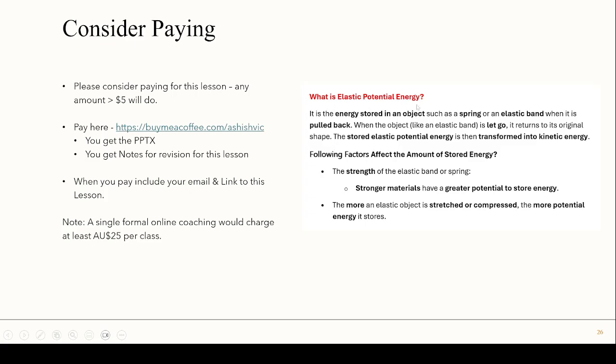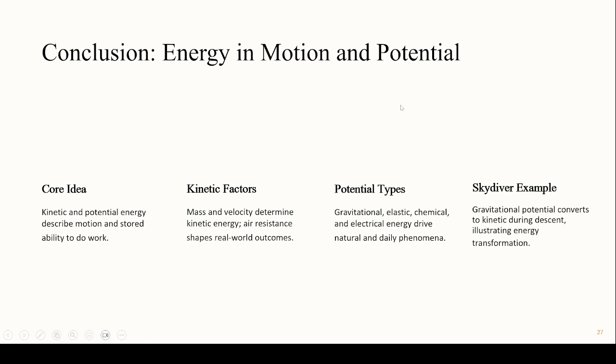So if someone asks you what elastic potential energy is, if you want to answer longer, you can say what it is, you can say what factors affect it, and maybe give an example, let's say the bow and arrow example. You will do awesome. Okay, so that's all for today.